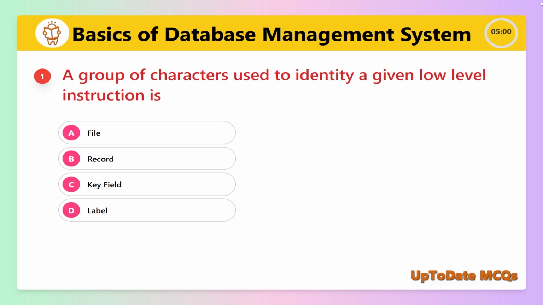A group of characters used to identify a given low-level instruction is: A. File, B. Record, C. Key field, D. Label. The correct answer is option number D, label.